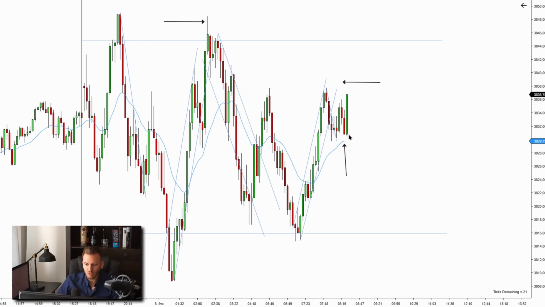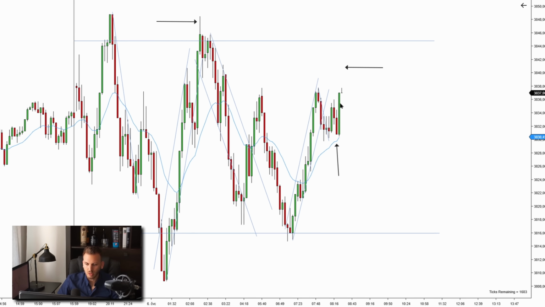This was a second entry long, two-legged pullback, but it didn't quite form well because it was way too big and I cannot basically enter here. By that point, you're way too close to this high and you can just take few ticks higher, create new high and reverse down. So I need to respect the risk to reward ratio, and this bar needed to be at least half its size for me to go long here.